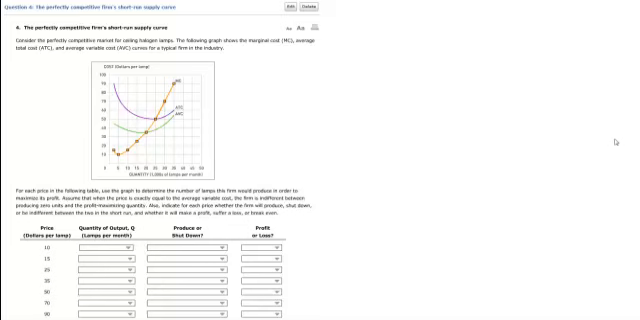In this apply example, we're going to look at a perfectly competitive firm's short-run supply curve. Notice what we have been given is the marginal cost curve, our average total cost, and our average variable cost.